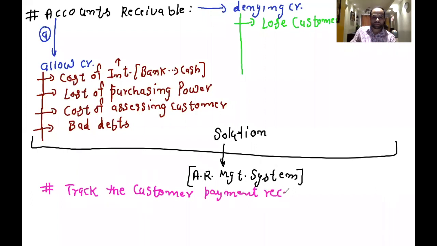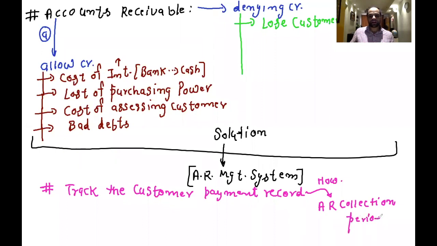All right. Tracking the customer payment records means how long this customer is taking to return money back to us. We have to track it. And how can we do this? We can do it with the help of the accounts receivable collection period. It's basically what we call a ratio.